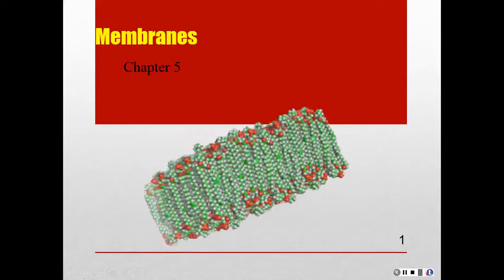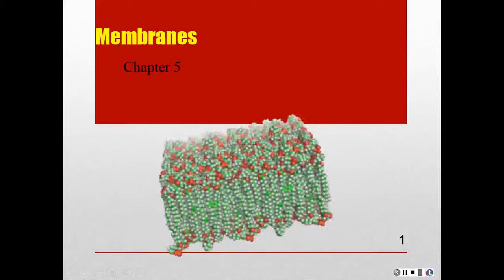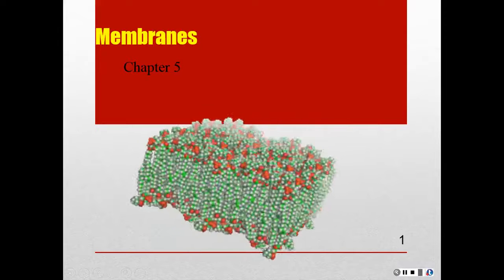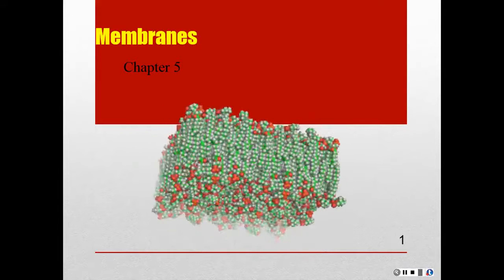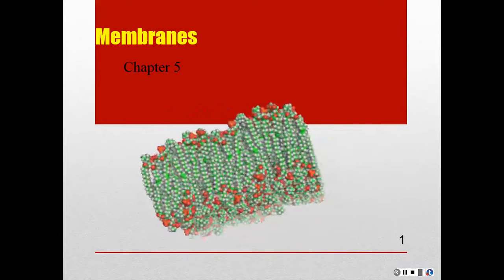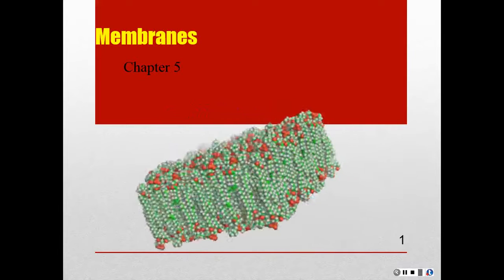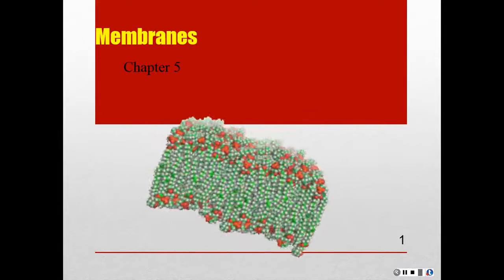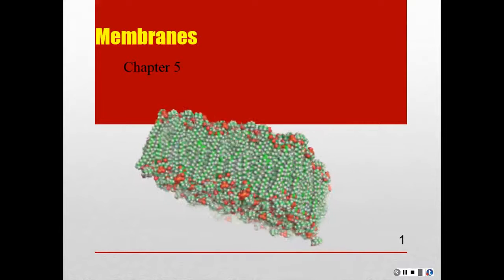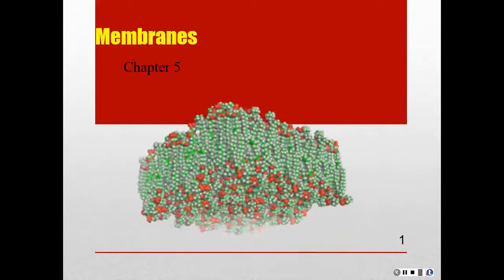Hi students, and welcome to chapter 5 dealing with the cell membrane. In this chapter we're going to look at the structure of the membrane as well as osmosis and diffusion, facilitated diffusion, as well as the responsibilities of the membrane.